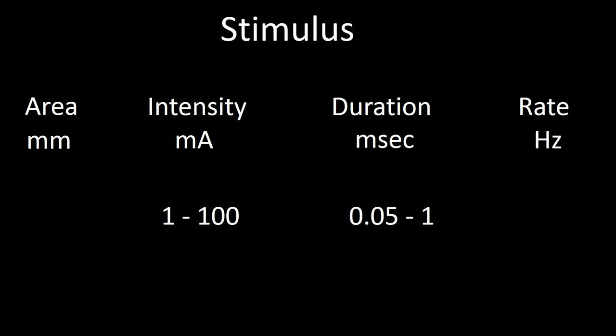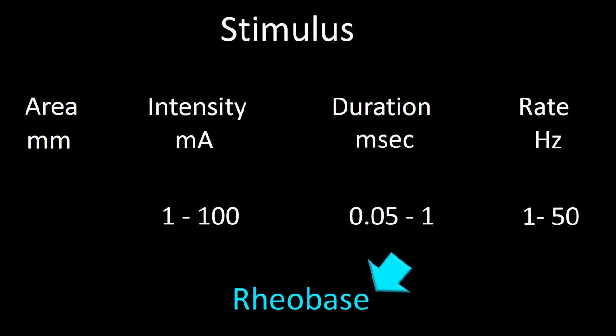And at times, the rate. The rate is given in hertz. The usual range is from 1 to 50 hertz. Two of the manageable parameters, intensity and duration, are inexorably related. They are fundamental to understand the term rheobase. I will explain rheobase in the following frames.